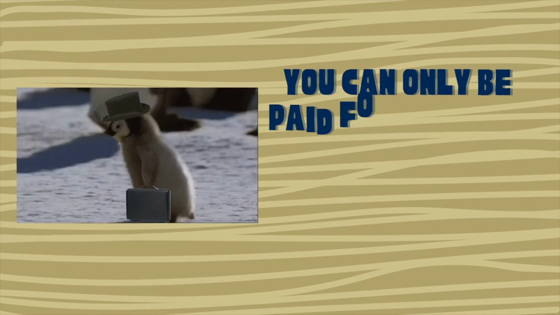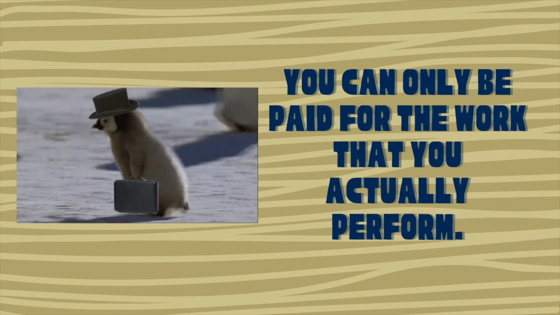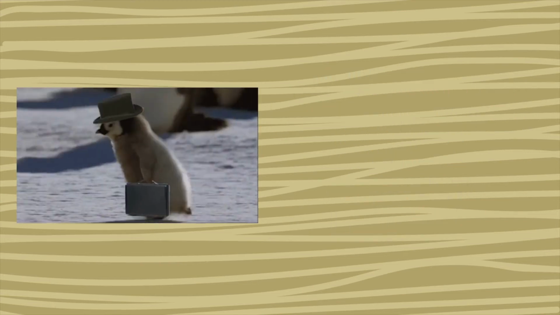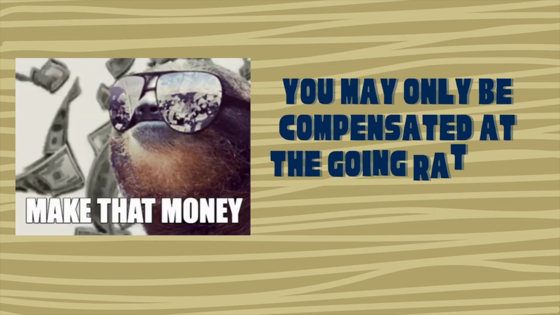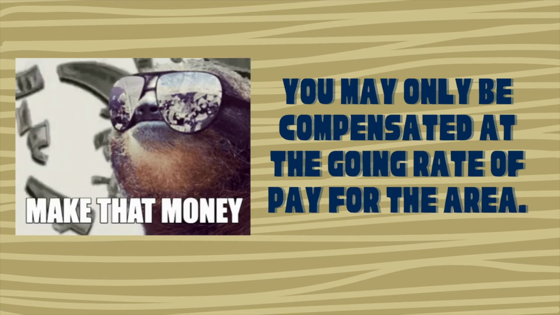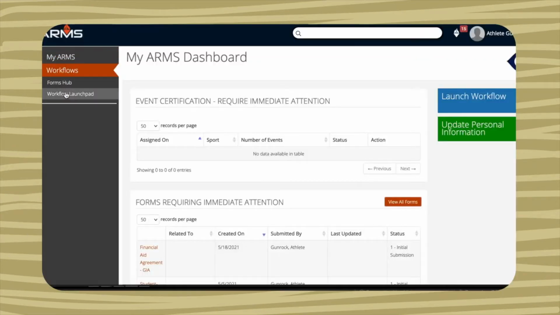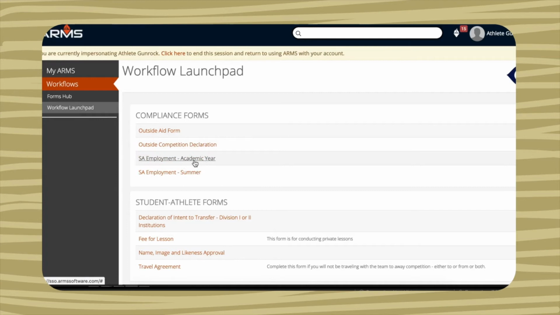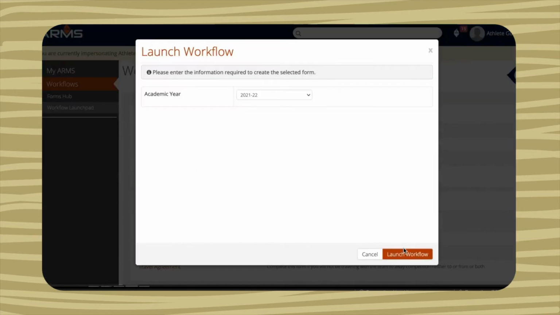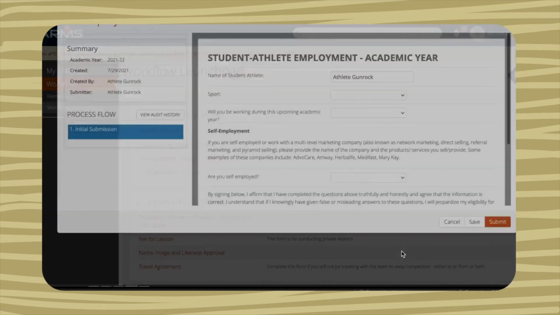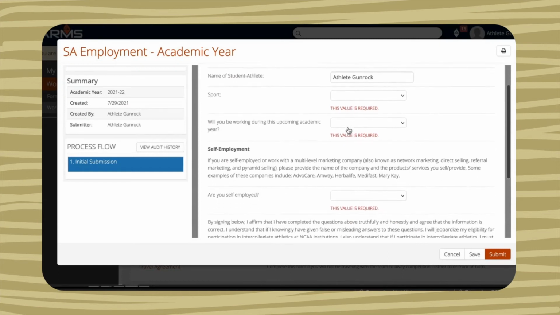You can only be paid for the work that you actually perform. You may only get compensated at the going rate of the pay for the area. Please make sure the compliance office is aware of any jobs you may be working by completing the student-athlete employment forms on ARMS.